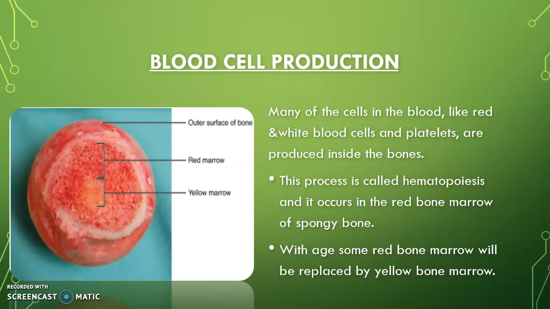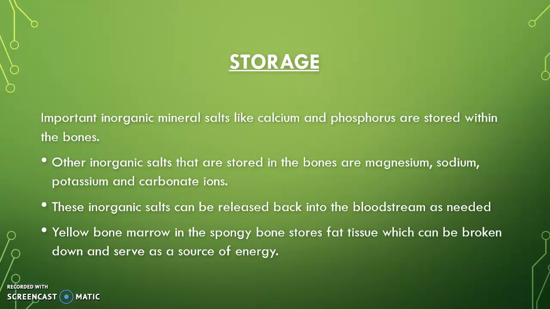And the last function we will discuss is storage. Important inorganic mineral salts like calcium and phosphorus are stored within the bone. Other inorganic salts that are stored in the bones are magnesium, sodium, potassium, and carbonate ions. These inorganic salts can be released back into the bloodstream as needed. Yellow bone marrow in the spongy bone stores fat, which can be broken down and serve as a source of energy.